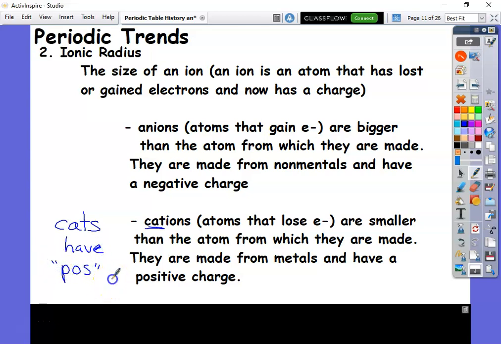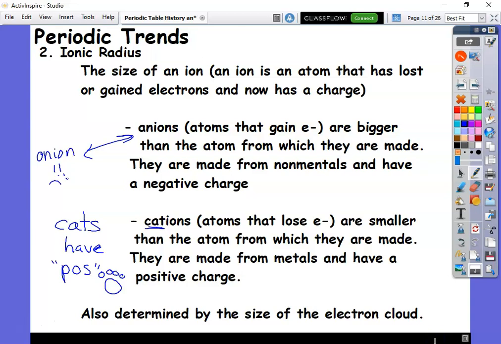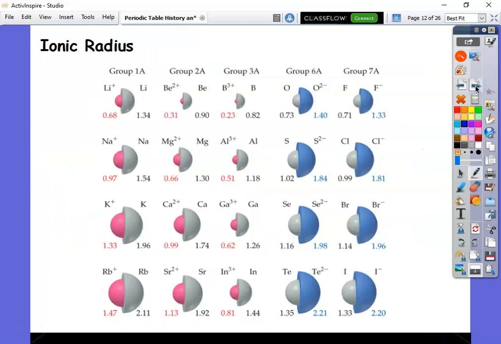You can even draw yourself a little cat paw if you want. This isn't the world's best cat paw, but there it is. All right, cats have paws, and I've had students in the past say that they relate the word anion to the word onion because onions make you cry, and crying is negative, and that's how they remember that anions have a negative charge.